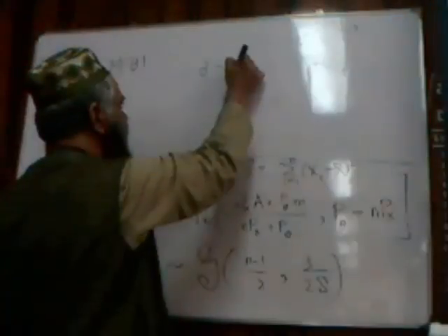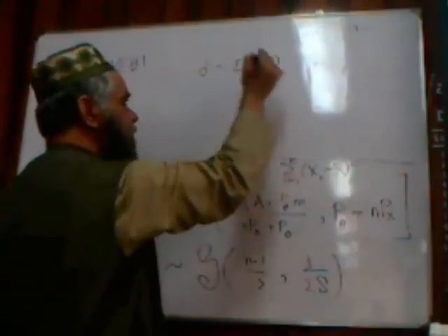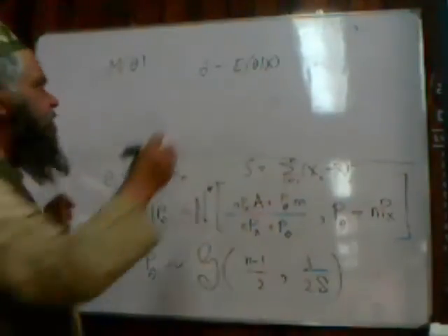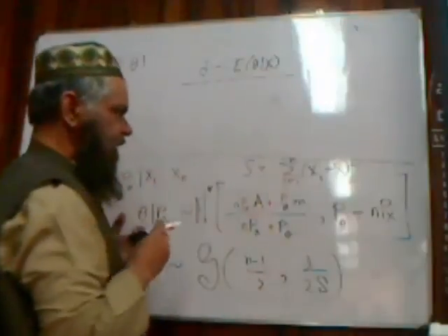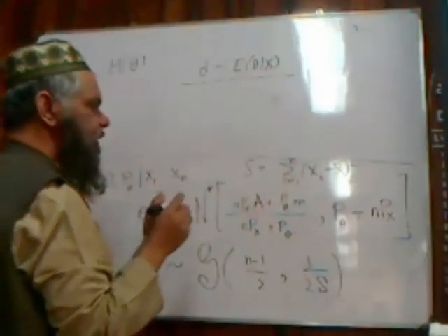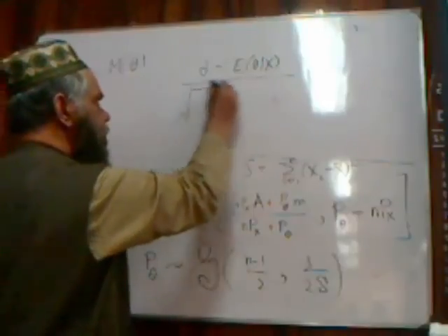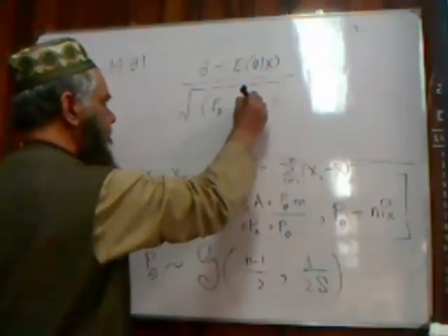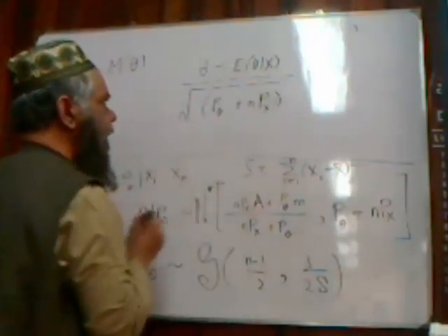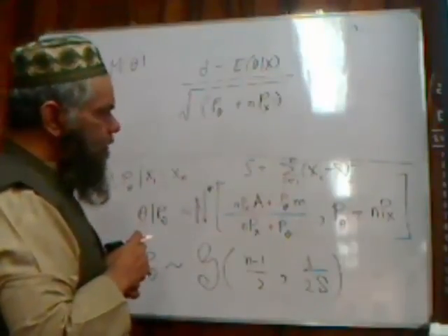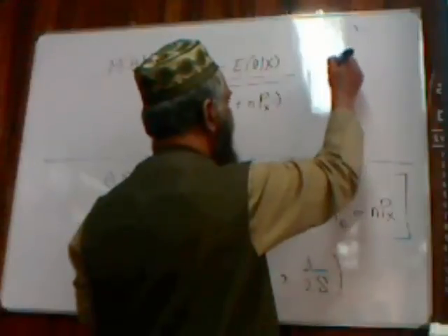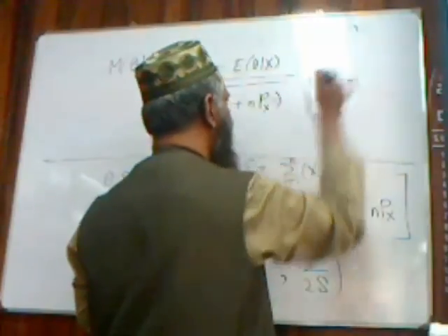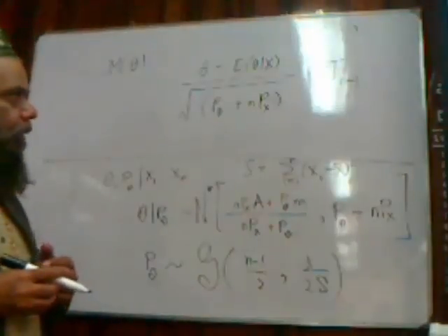And what you do is you take theta minus the value given x, which is the posterior mean, which is this expression over here. So you subtract the mean, and then you divide by the square root of the variance. And now this turns out to be a t distribution with n minus 1 degrees of freedom.